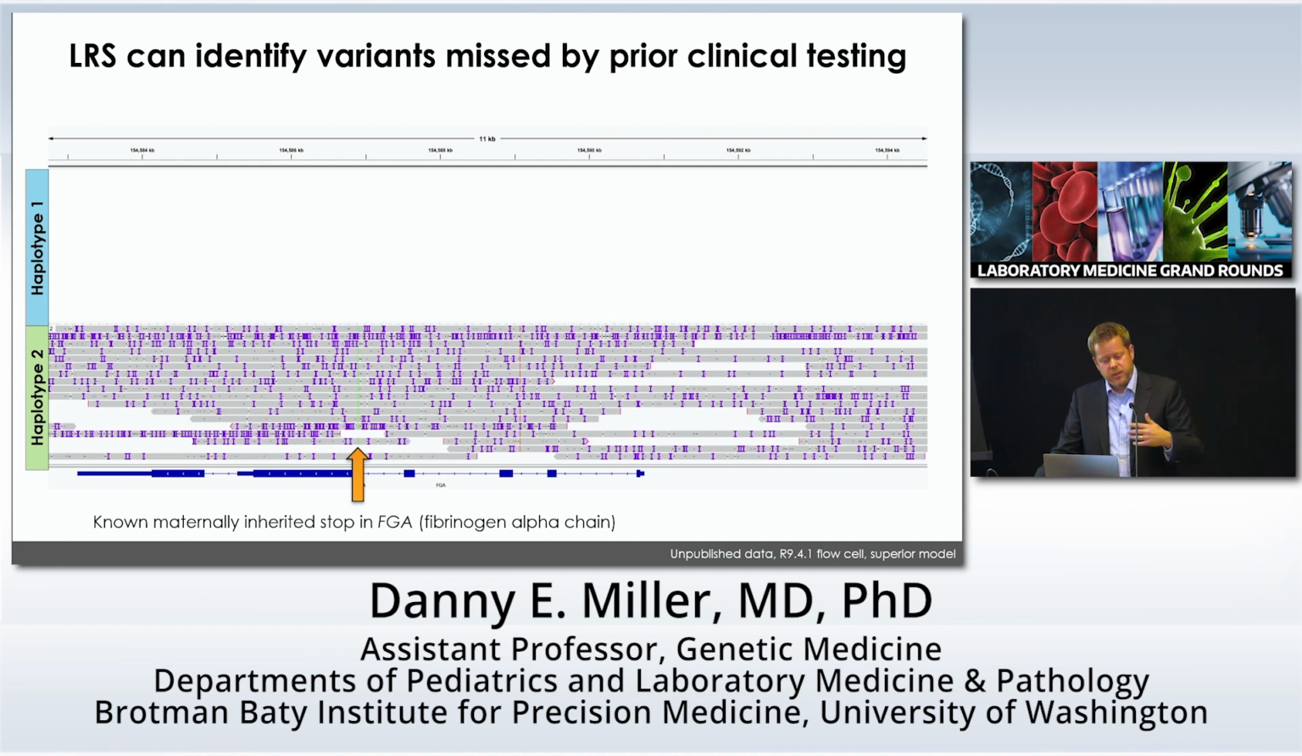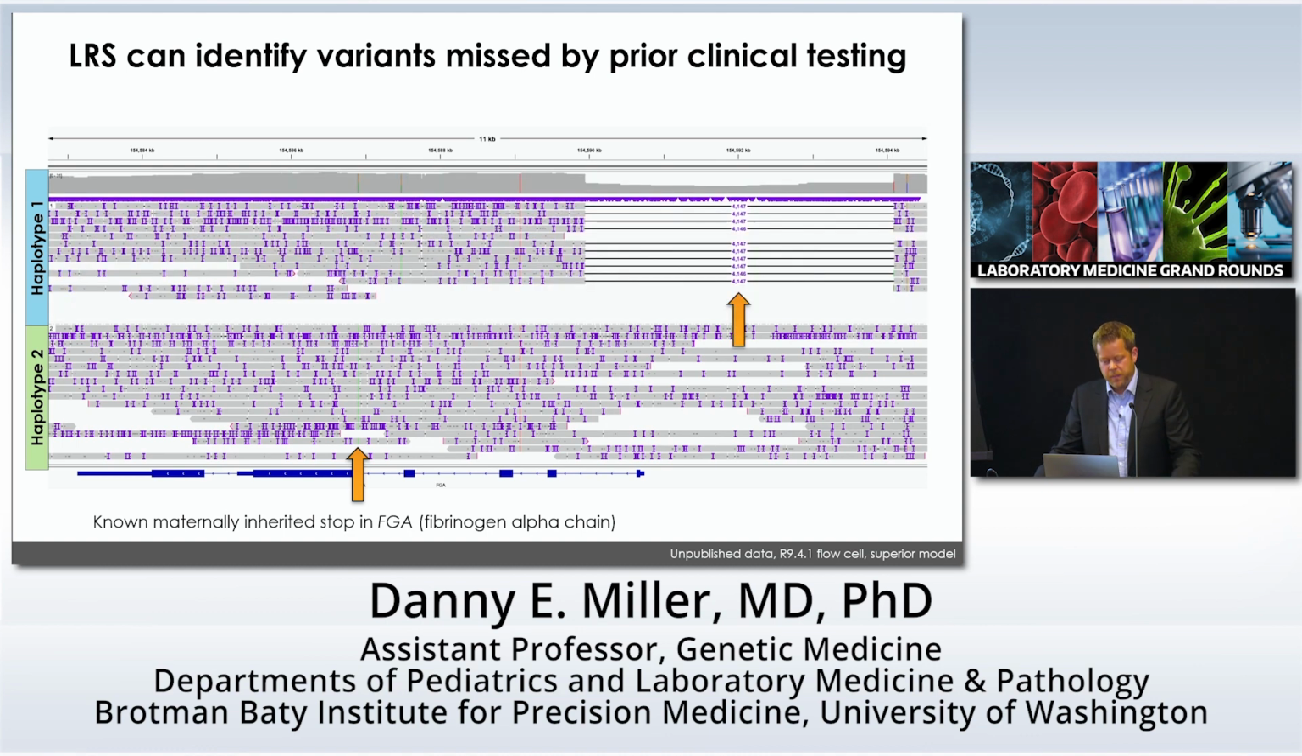We phased the data into maternal-paternal haplotypes, and here I'm showing you one of the two haplotypes. It's just randomly assigned haplotype 1, haplotype 2. Haplotype 2 here has that known maternally inherited stop in FGA. And the question, of course, is what's the second variant? Well, when you look at the gene, it's pretty obvious. There's a deletion of about 4,000 or so base pairs that takes out the 5' UTR in exon 1 of the gene. But this kiddo had an exome and they didn't see this, which isn't surprising, right?